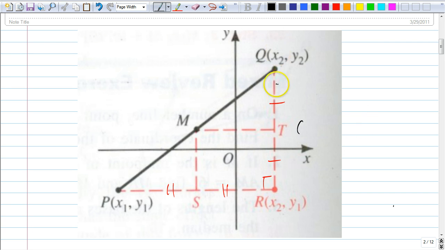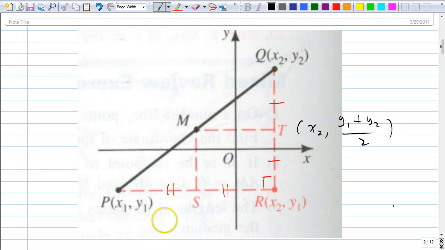Notice T is on this vertical line QR. So what must they have in common? X. So it's going to be x sub 2, comma. What about the y's? Remember we were able to figure out the midpoint of the vertical lines. Y was what? The average of the y's, so y sub 1 plus y sub 2 over 2. Would you not agree? For a vertical line, we just have to worry about the y coordinates. X is the same.